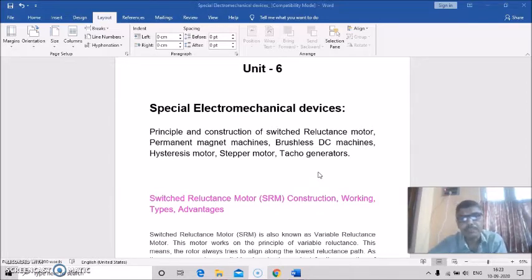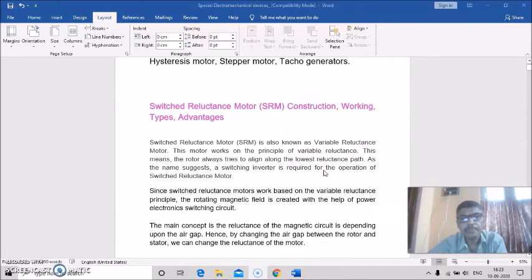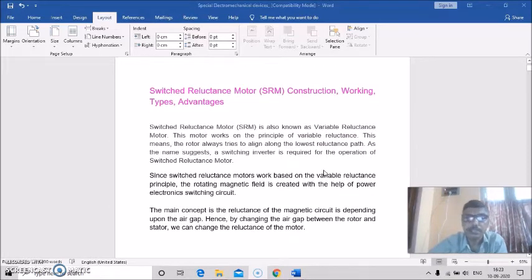So mainly principle and construction of switched reluctance motor, permanent magnet machines, brushless DC machines, hysteresis motor, stepper motor, and tachogenerators. So let us start with switched reluctance motor, its construction, working, types and advantages. Switched reluctance motor is also known as variable reluctance motor, and this motor works on the principle of variable reluctance. This means the rotor always tries to align along the lowest reluctance path, and as the name suggests, a switching inverter is required for the operation of switched reluctance motor.